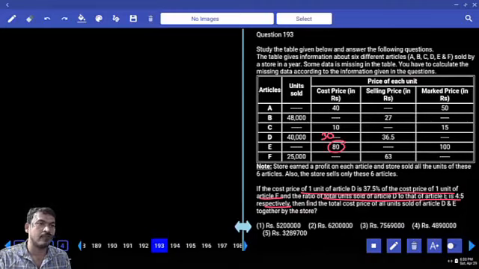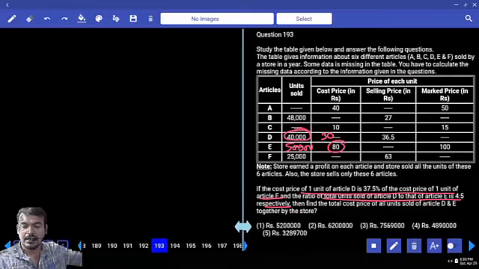Means 4 parts is how much? 40,000. Then 5 parts are how much? 50,000. D 40,000, E 50,000.